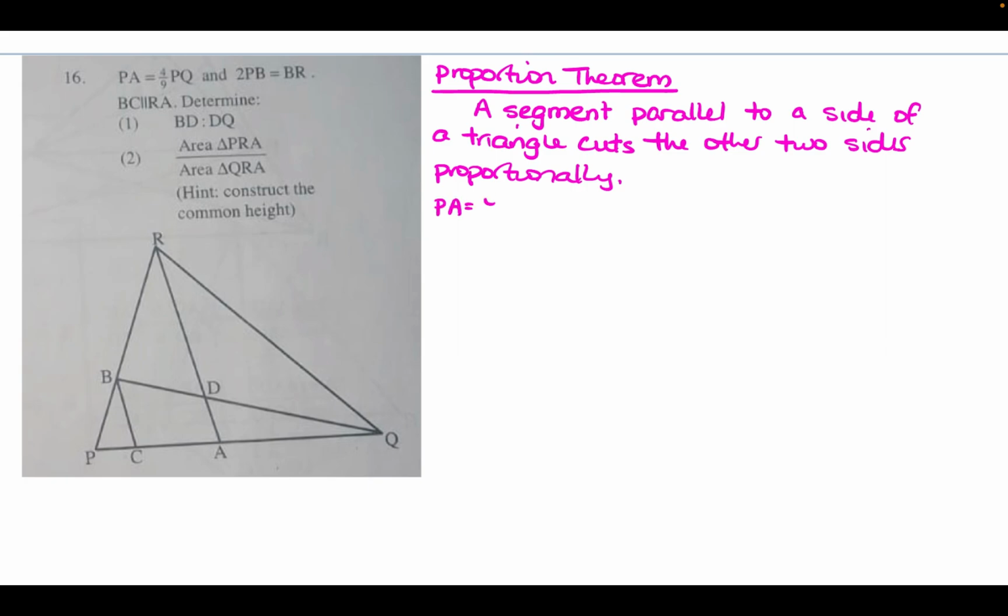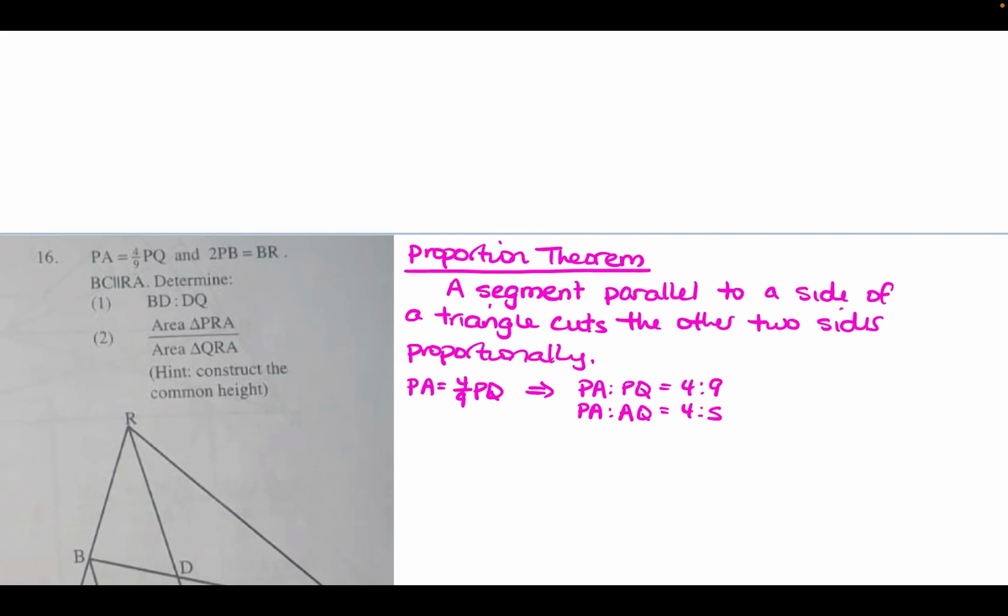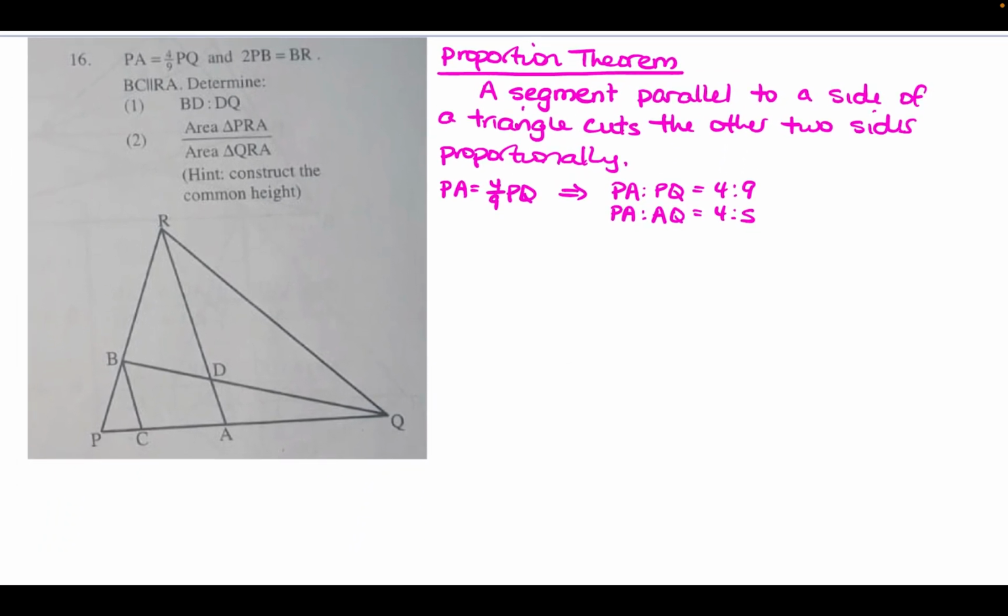PA is equal to 4/9 PQ. So we could write that as a ratio. PA is to PQ as 4 is to 9, or maybe more helpfully, PA is to AQ as 4 is to 5, because that is the leftover piece. So PA we could write as 4x, AQ we could write as 5x.